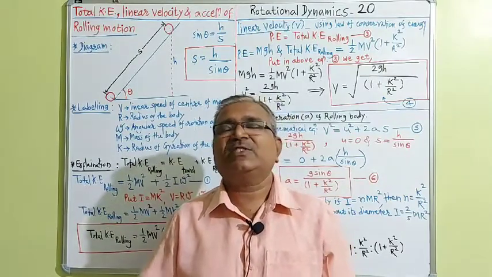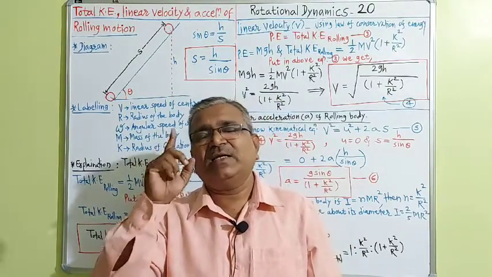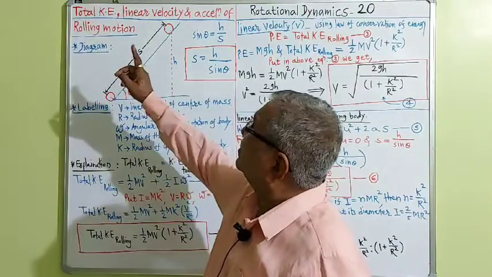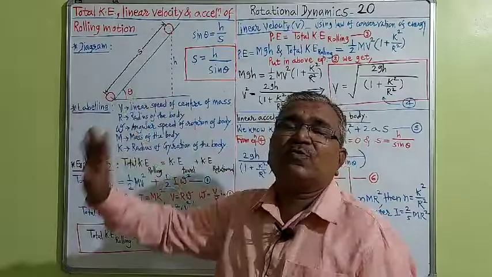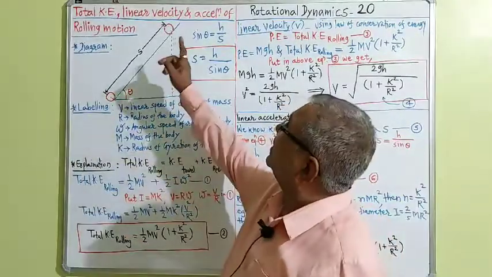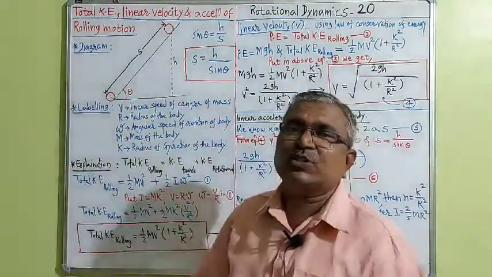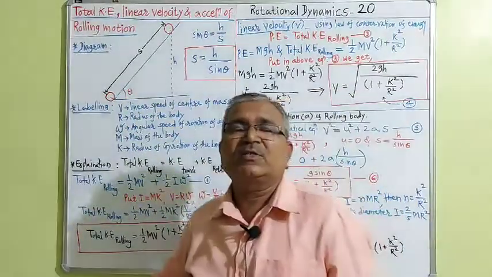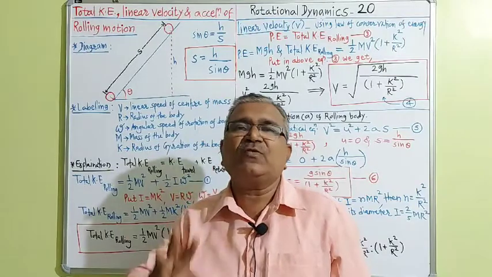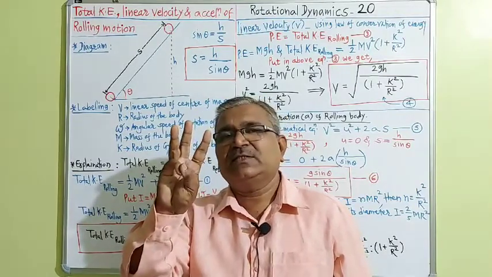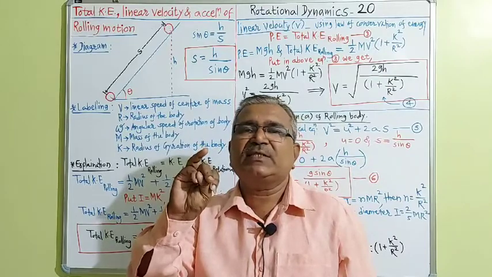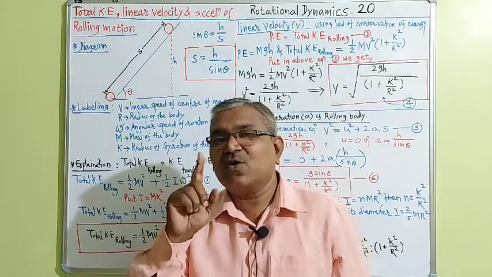Today is the last lecture as far as rotational dynamics is concerned. That is lecture number 20. And in this lecture, we want to study the total kinetic energy of rolling motion, then the linear velocity of rolling motion and the acceleration of rolling motion. That means we want to derive three physical quantities: total kinetic energy, linear velocity and linear acceleration of rolling motion.